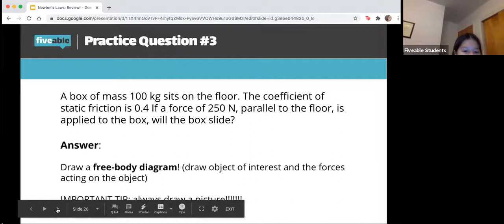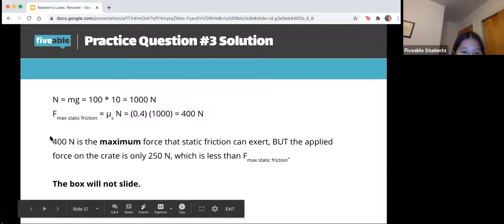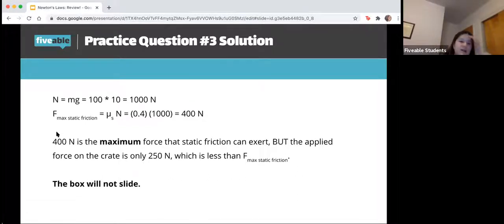All right, so first things first, draw a free body diagram. I cannot emphasize this enough. Go straight to the question. So for this one, again, draw a free body diagram. The answer is the box will not slide, but I will still illustrate it.